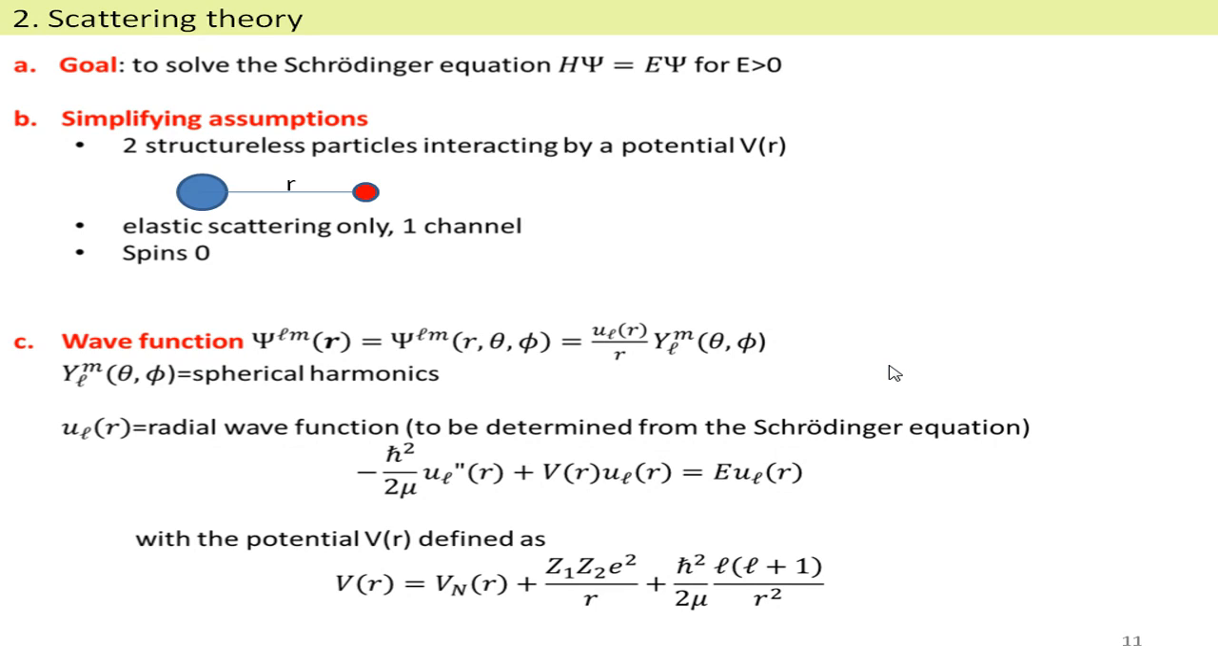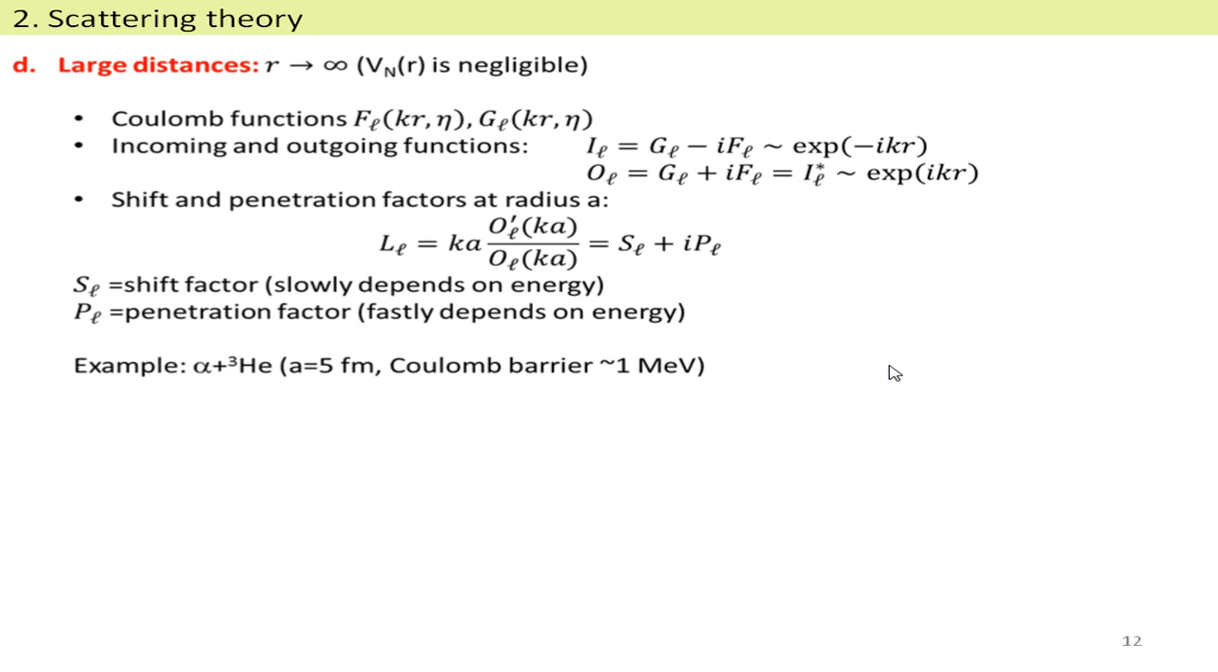And then, as you know, you have a wave function with index Lm, which can be factorized in a radial part and an angular part, which is a spherical harmonics, and then you derive the radial part by the standard Schrödinger equation. So at large distances, the nuclear potential is negligible, and then you know the analytical solutions of the Schrödinger equations, which are Coulomb functions, F and G. These are the regular and irregular Coulomb functions. There are Fortran subroutines to determine these functions.